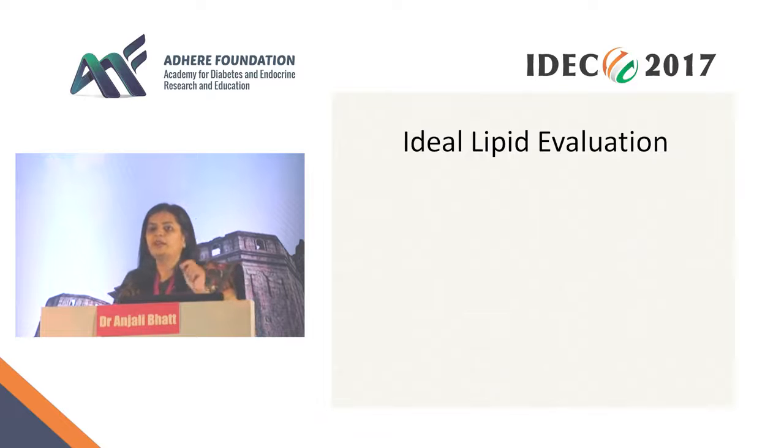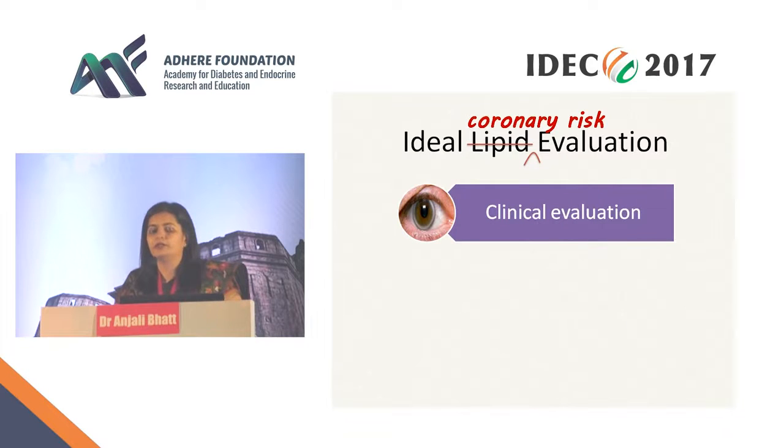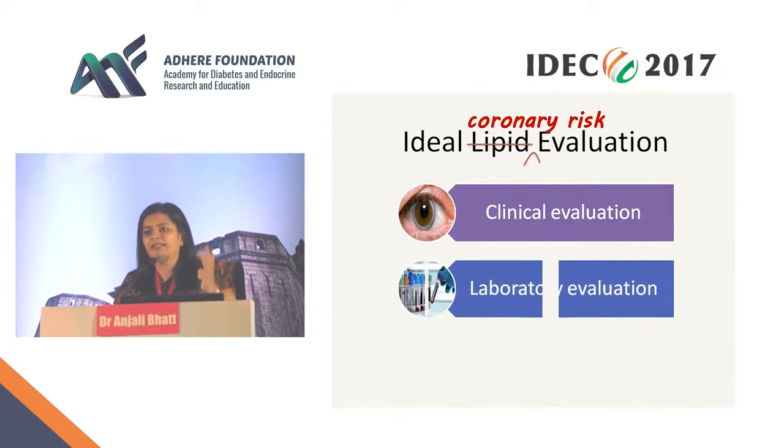Now, to make an ideal lipid evaluation meaningful, we have to keep in mind that it is not only lipid evaluation, it is an evaluation for coronary risk for the particular patient. And there are three important aspects of this evaluation. One is clinical evaluation, where we have to keep our eyes open, considering age and, very importantly, family history of premature coronary artery disease in a particular patient. In clinical examination, we must look for presenile arcus or xanthelasmas and xanthomas. So keep your eyes open for these things.